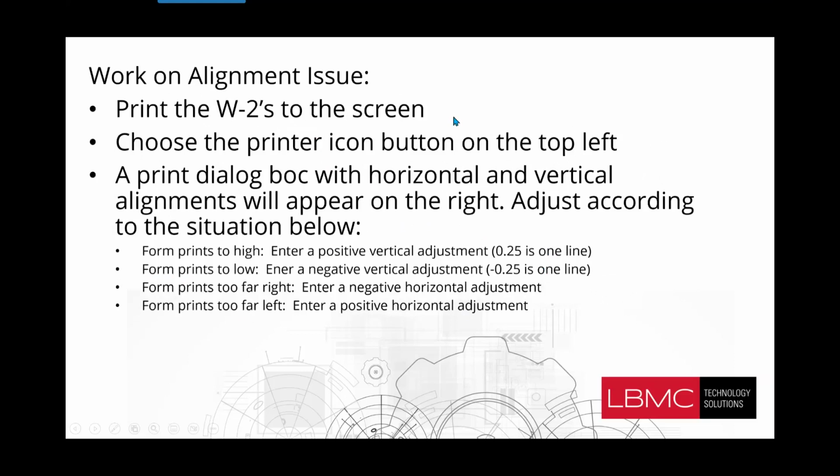I want to print the W-2s to the screen. Choose the printer icon on the top left and the print dialog box with horizontal and vertical alignments will appear on the right. Adjust according to the situation below. If it prints too high, enter a positive vertical adjustment, and 0.25 is equal to one line in those windows. If the form prints too low, enter a negative adjustment. If the form prints too far right, enter a negative. If it prints too far left, I'm going to enter a positive. So that's how you're going to move around.